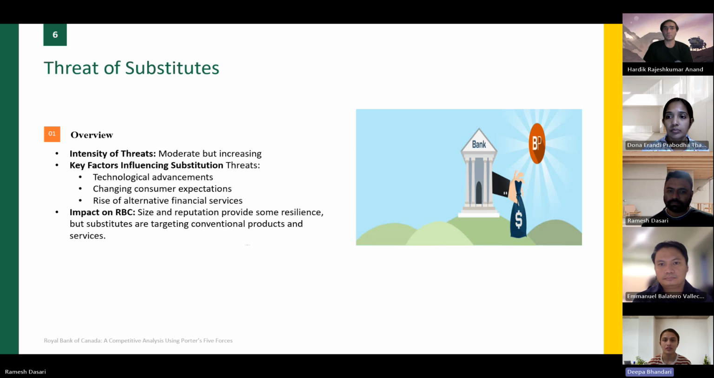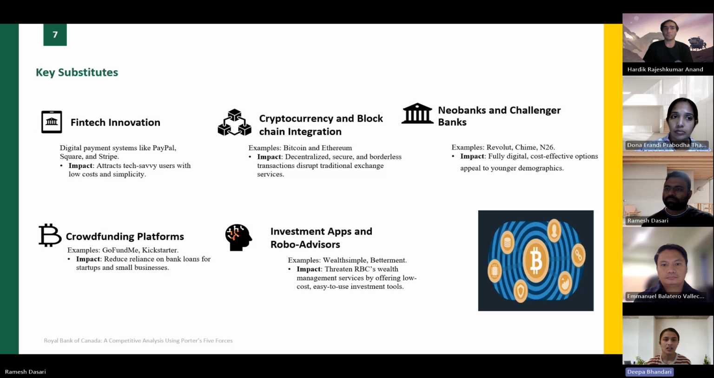The threat of substitutes in the Canadian bank industry is moderate but growing. Technological advancement, evolving consumer preference, and alternative financial services are disrupting traditional banking models. RBC's size and reputation provide some resilience, but competitors are actively targeting its core products, making it essential for RBC to adapt. Moving into the next slide, talking about key substitutes.